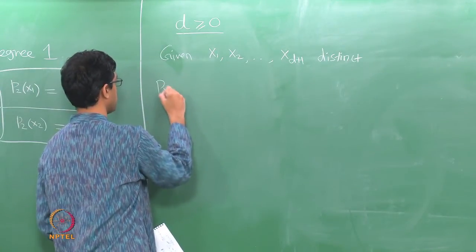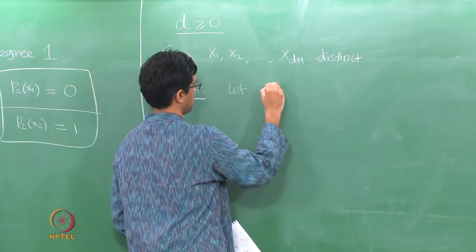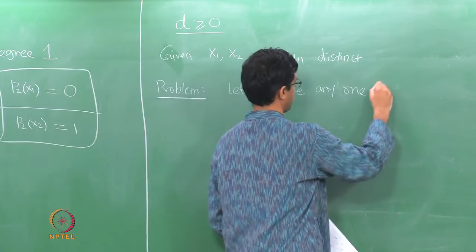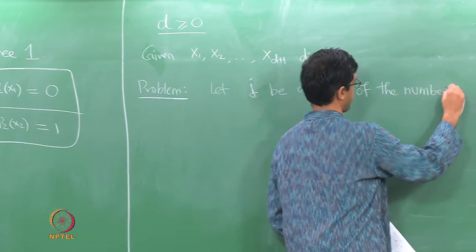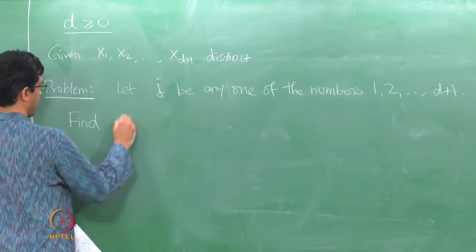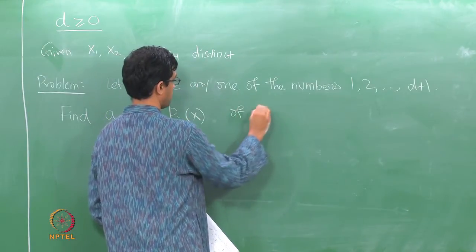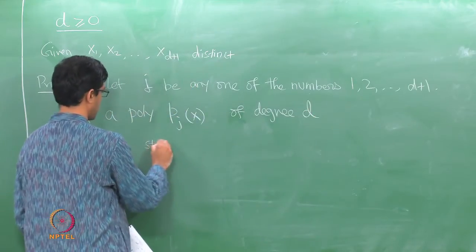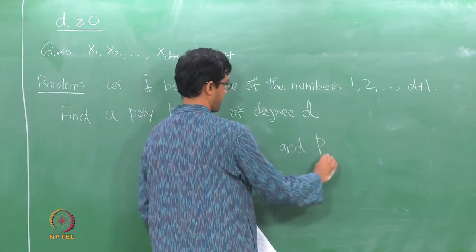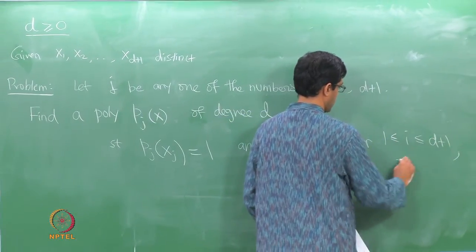Okay, so here is a problem. You take any one of these, let j be any one of these numbers, fix any one of them, and let us find a polynomial called Pj of degree d such that Pj is 1 on xj and 0 on all the other x's, that is, xi for all i between 1 and d plus 1 except for j.